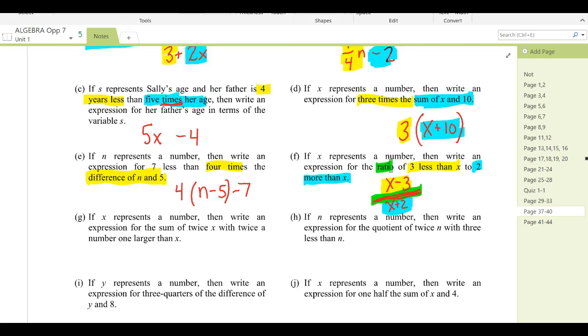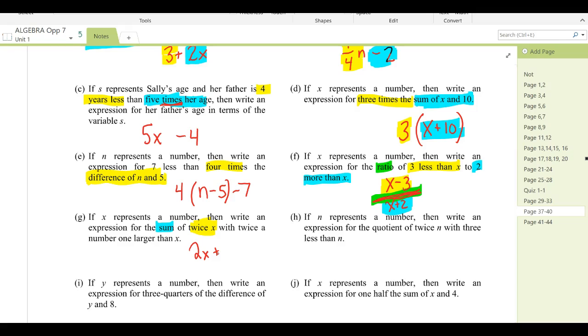All right. Letter G. If X represents a number, write an expression for the sum of twice X. Twice X. 2X. Sum means add. Oh, we don't need words. With twice a number, one larger than X.